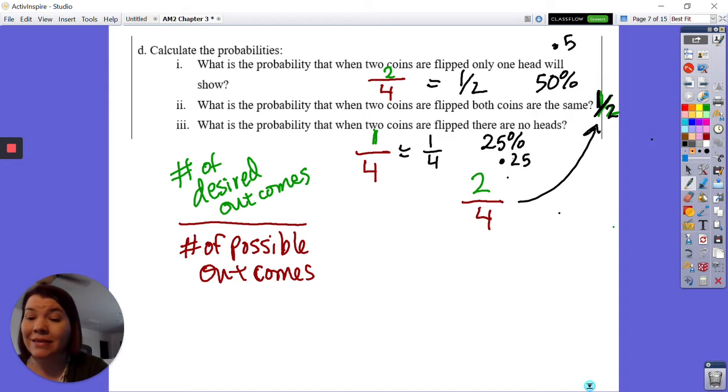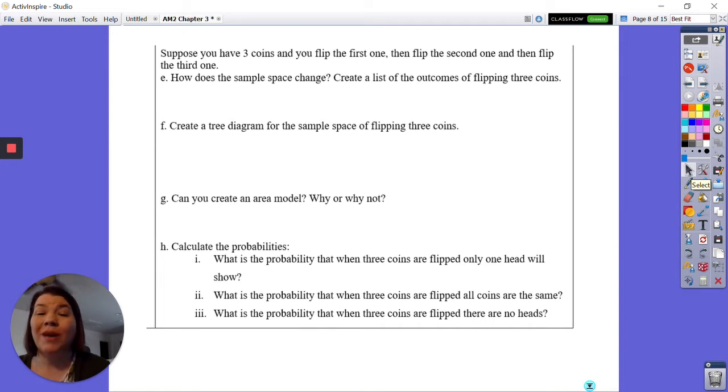Probabilities are always less than or equal to 1 and greater than 0. There's no negative probability, and 0 means it cannot happen. Okay, so there we go. That's our probabilities. That's a pretty straightforward one, 2 coins. Suppose we have 3 coins now. We flip the first one, we flip the second one, and then we flip the third one.